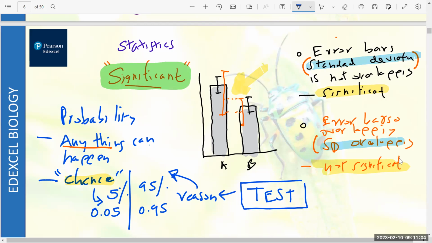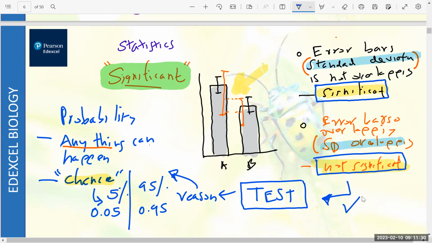That means we do not rely much on this overlapping, not overlapping kind of theories. We're going to do a statistical test. Based on the statistical test, we make a conclusion whether it is significant or not. So still, we are going to make a conclusion, significant or not, based on the statistical test. This is the more standard method.